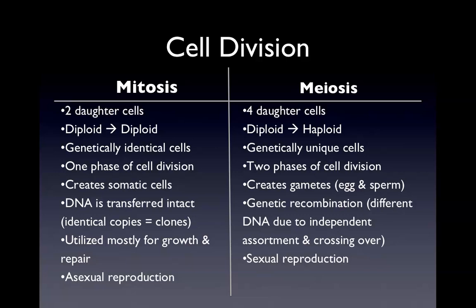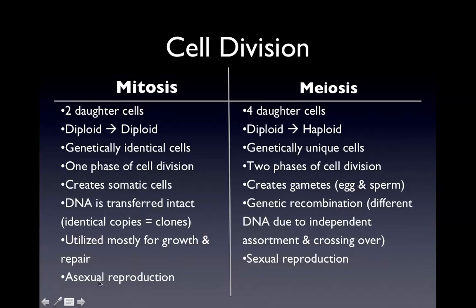Typically, we're talking mitosis creating new body cells for things like repair and for growth. So when we talk about body cells, remember somatic cells are the more scientific term for that. So you end up with identical copies, or that word clone, in terms of the fact that we're talking about DNA from the parent cell being identical to the DNA in the daughter cells.